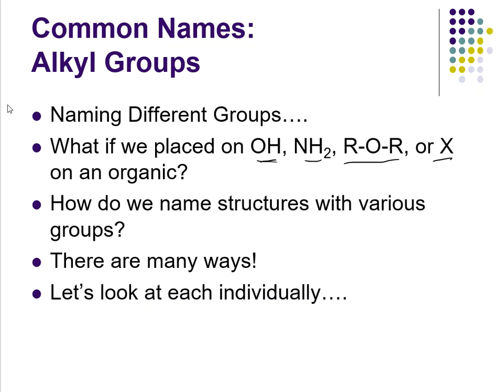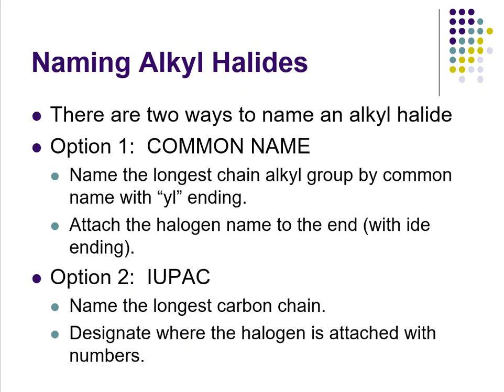So, what this means is that we play the same game that we've always played up until this point, but now we have modification of the rules. And those rules are going to change depending on what type of group you have on that structure. So there's many different ways to name these structures. Like always, that's part of the problem with organic. And we're going to focus on two ways, which are the IUPAC nomenclature and the common nomenclature system. And we're going to start with one group at a time. So the first group that we're going to start with are the alkyl halides.